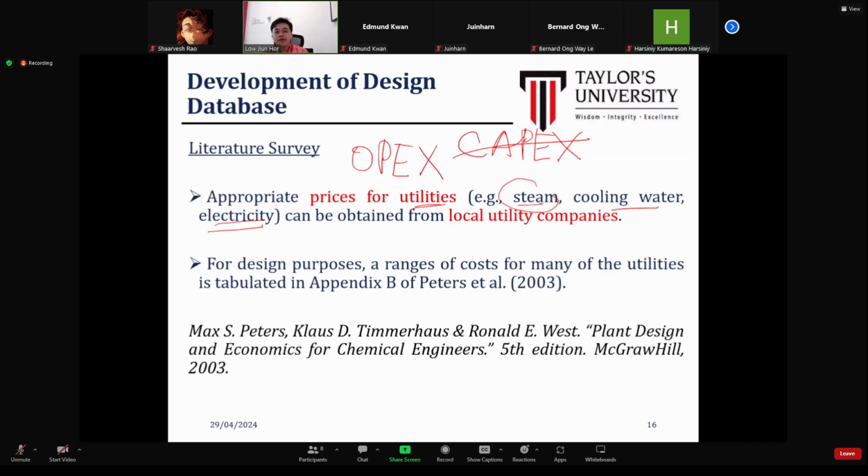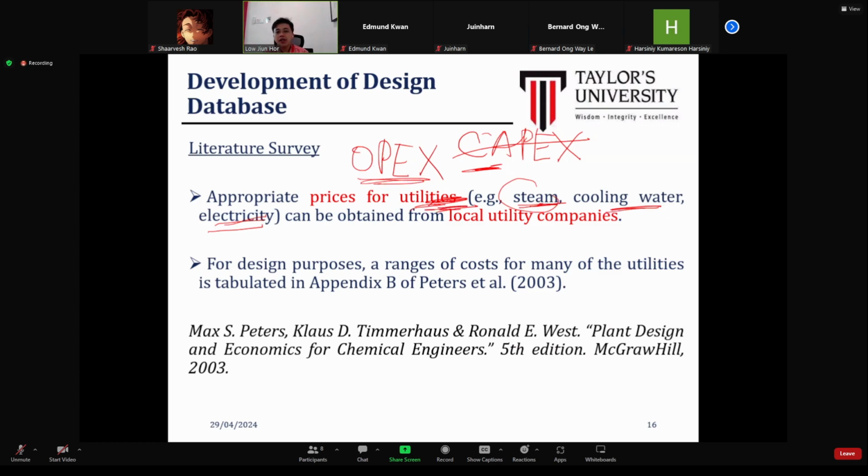So if you want to calculate the CAPEX or OPEX, you need to know the cost or price of the cooling water, steam, and electricity that you are going to supply to the chemical plant. CAPEX is the cost that you need in order to construct a chemical plant. OPEX means the money that you are going to spend in order to operate the chemical plant to produce a product. So if you want to calculate the OPEX, you need to know the prices of these utilities.